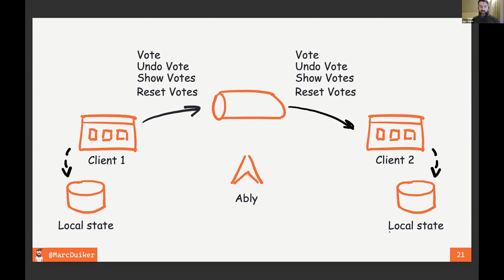One is show votes. So if any one of the clients press the show votes button, then you'll see a number below the cards that indicates how many people voted for that card. And anyone can also press the reset votes button, and then all of the votes are reset across all clients. So also these commands are synchronized across all clients.